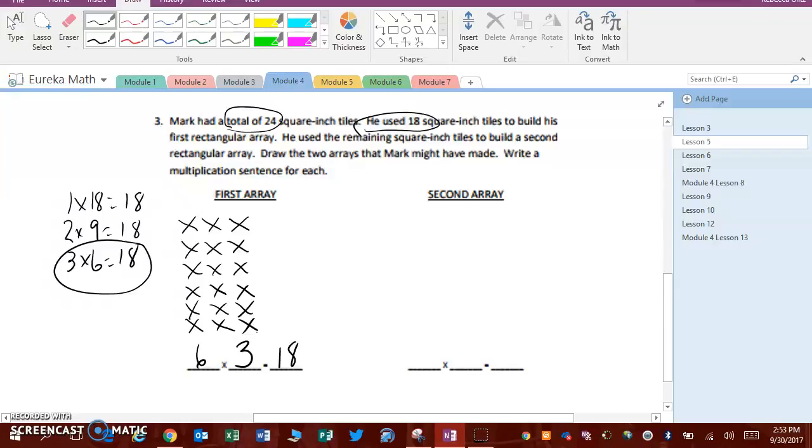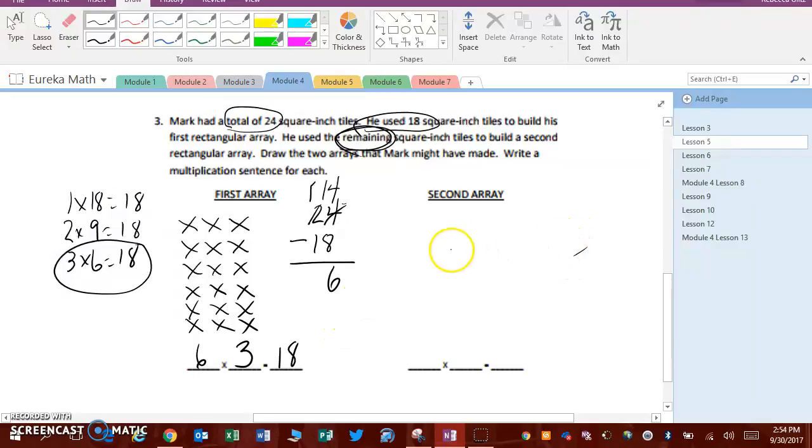Okay? Now, it says he used the remaining square inch tiles to build the second one. Well, if I started with 24 and I used 18, I need to subtract those away to get what I have left. Okay? So however you do that, here's how we unbundle in 3rd grade. I don't have enough ones to subtract my ones. So I unbundle here, means I have a 10 left, and I add the 10 to the 4 to get 14. Gives me 6 left. Okay? Another way you could do it is to count in your head from 18 up to 24. You would be adding on 6.